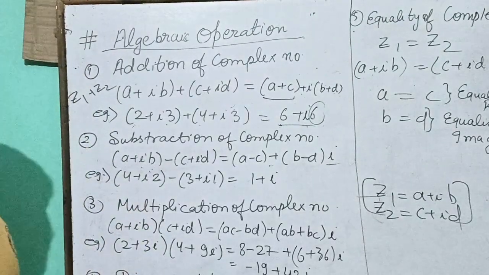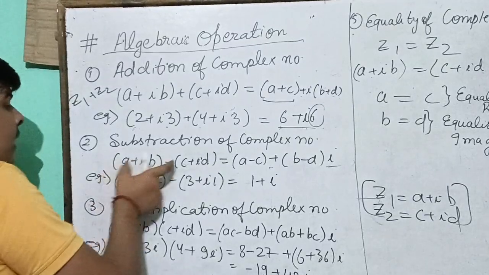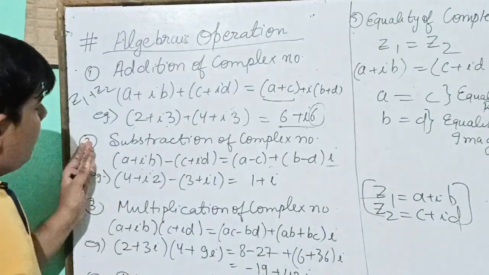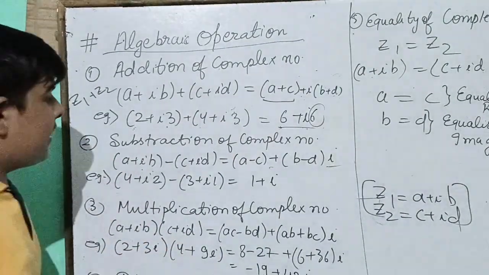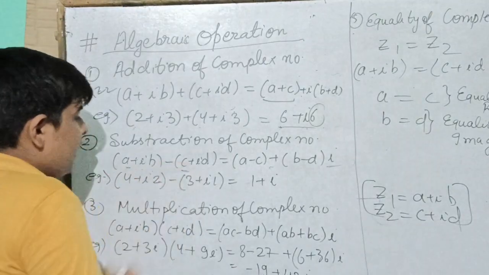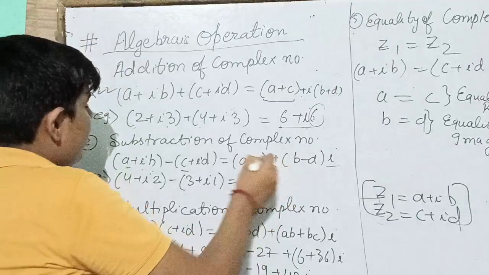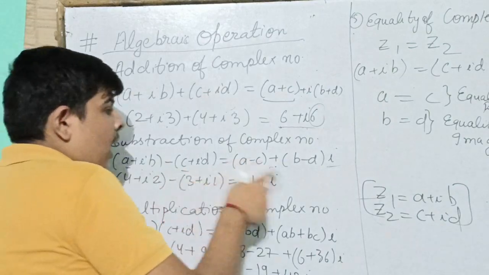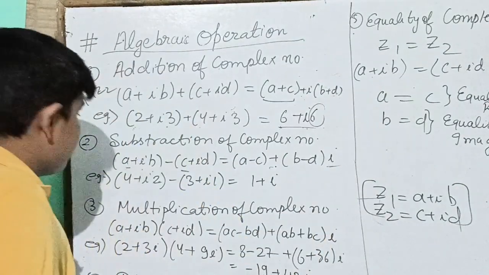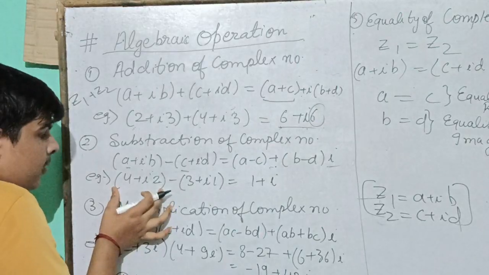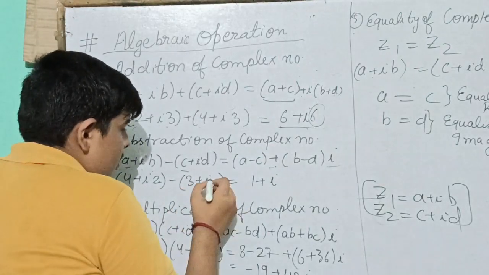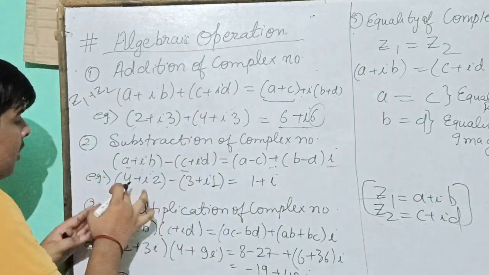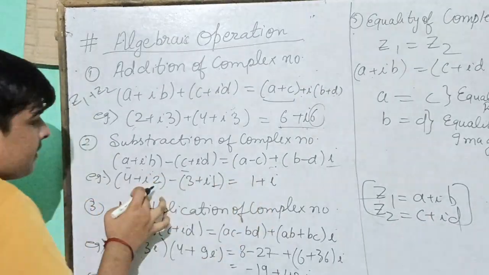Second is the subtraction of complex numbers. These are two complex numbers, and if we want to subtract them, at first we will subtract the real part of the complex number, that is a minus c. This is the real part, a minus c, then plus we will subtract the imaginary part, that is b minus d, into iota. A similar example here is (4 plus iota 2) minus (3 plus iota 1), so 4 minus 3 is 1 plus 2 minus 1.